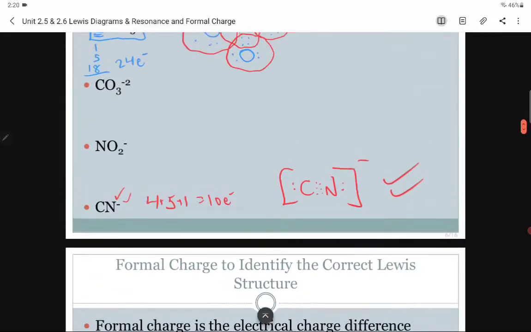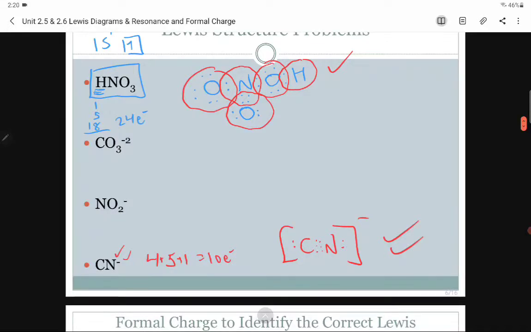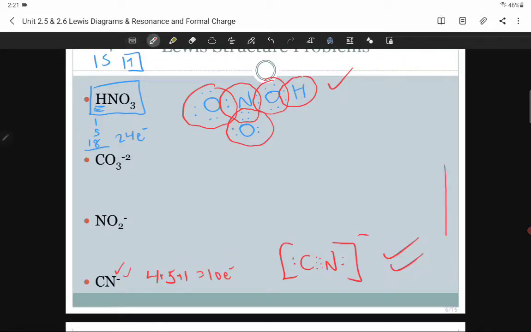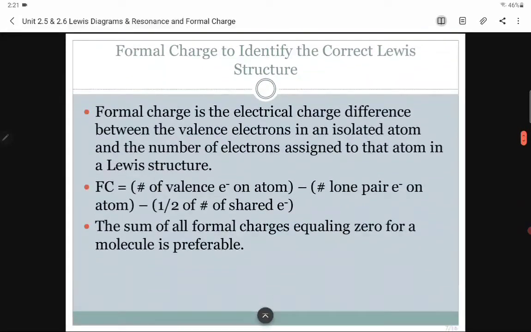Okay, so while we were drawing these, you may have thought to yourself, wait a minute, I think I could have drawn it this way and it would have satisfied your rules, Mr. McNally. I would have had 8, the full octet or the full duet if it was hydrogen, and I would have distributed the right number of dots and everything would have been fine, but it wasn't what you had. And sometimes that's the case. And to break that tie, we're going to use something called formal charge.